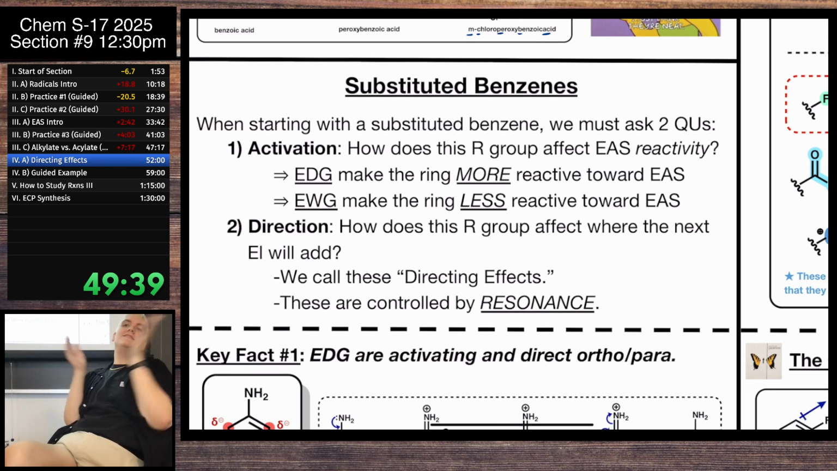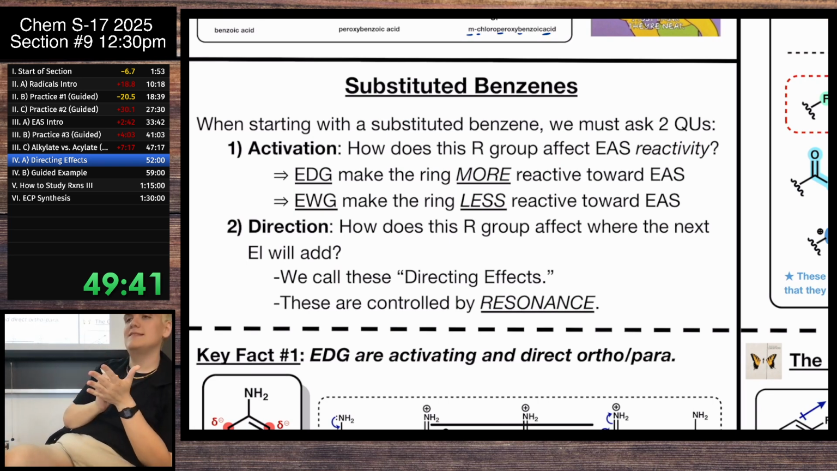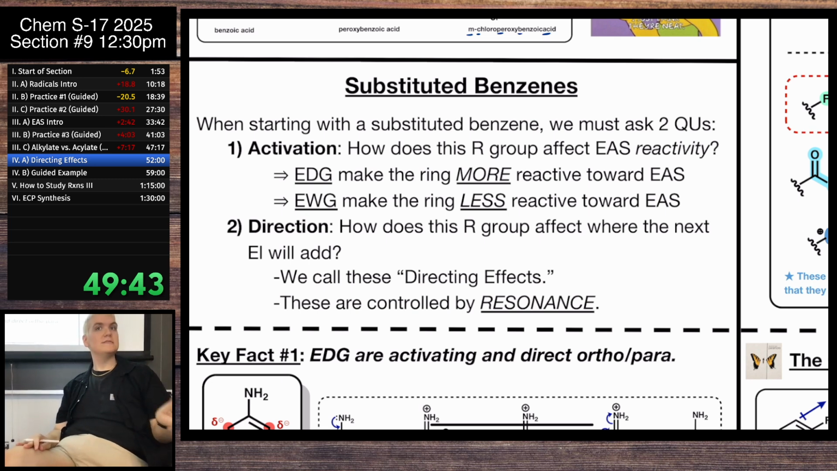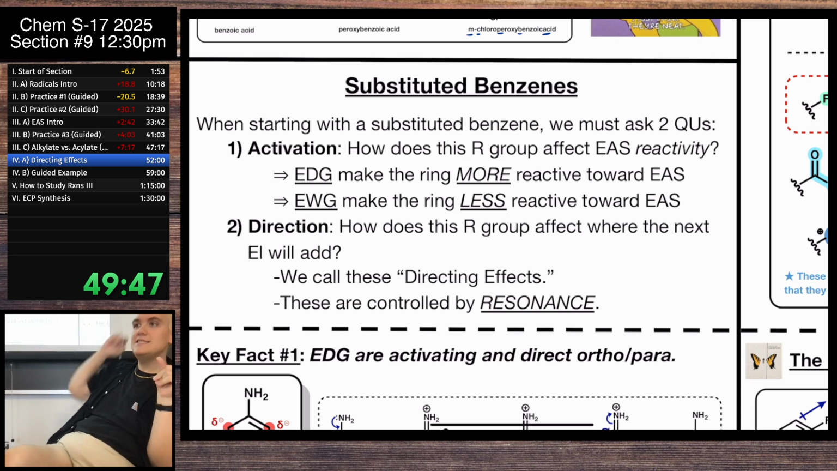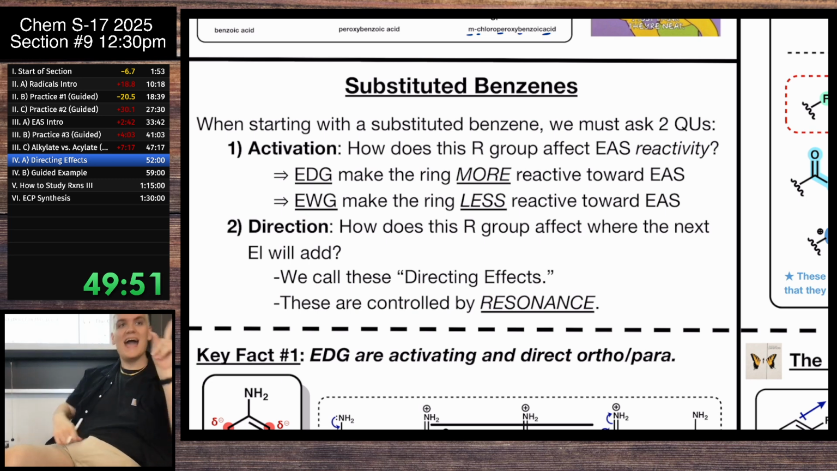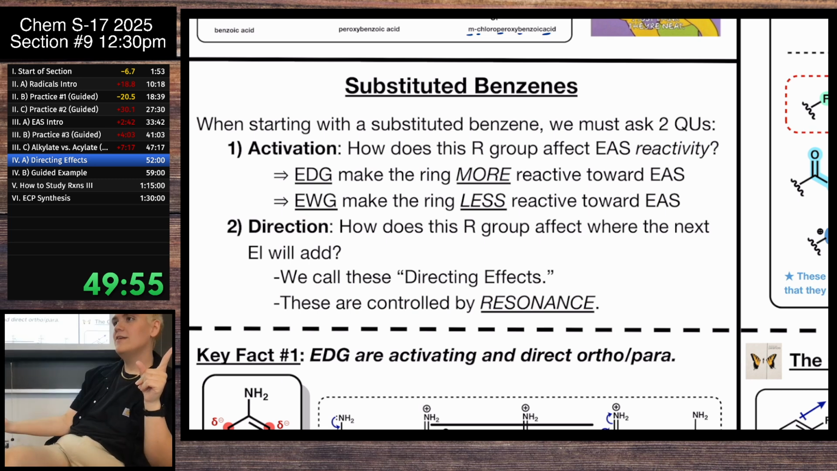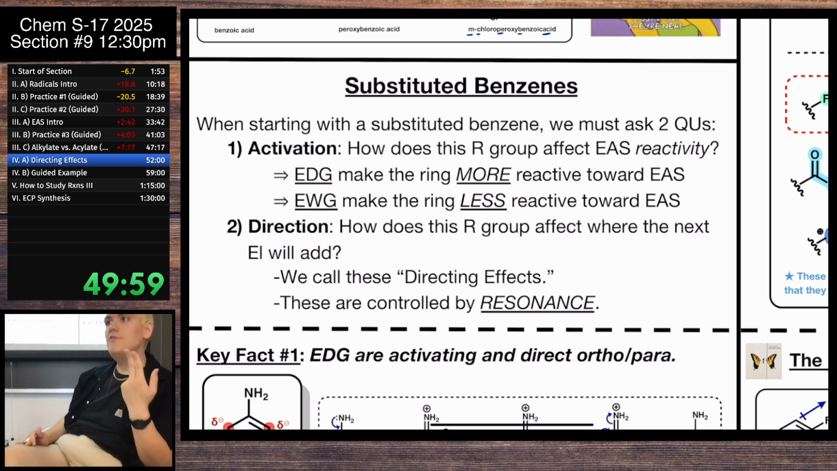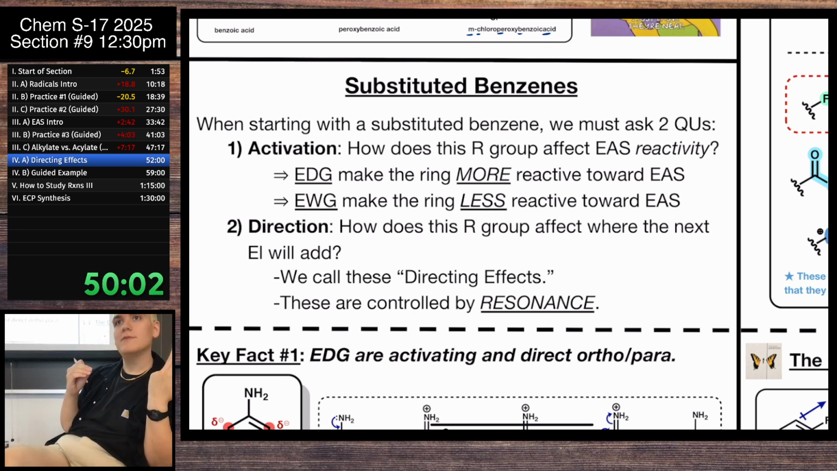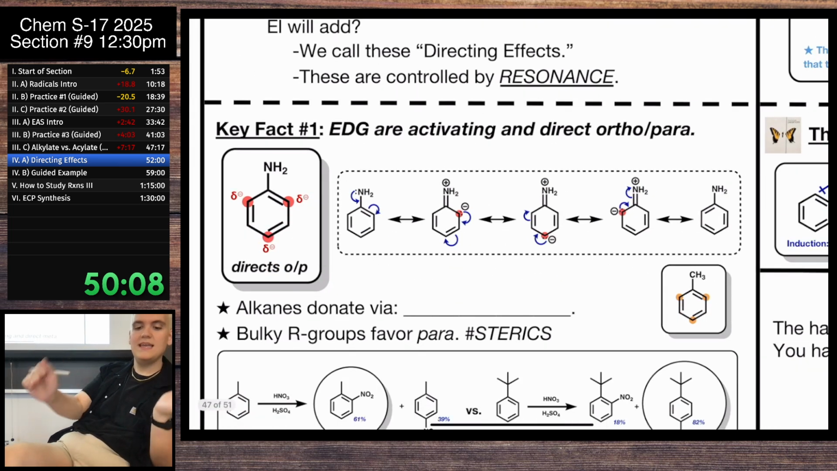So, when we have benzenes where there is something on the benzene, we have to ask ourselves two questions. Question 1: does the thing on the benzene make it easier or harder for the benzene to react? It's a question of activation. So we'll ask, does it make it faster at doing EAS reactions or slower? The second thing is directing effects. If there's already one thing on the benzene ring, how is that going to determine where the second thing is added? And for this, we have two big key facts.